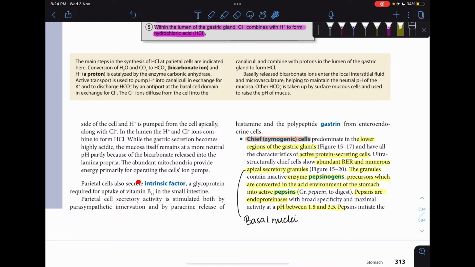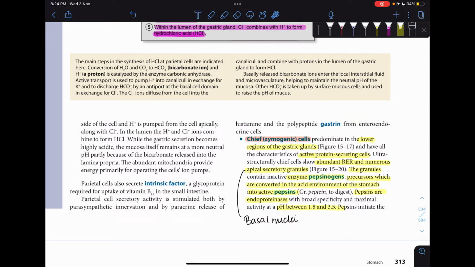Okay. Parietal cells also secrete the intrinsic factor that we talked about. The intrinsic factor is a glycoprotein required for the uptake of vitamin B12 in the small intestine. Parietal cell secretory activity is stimulated both by the parasympathetic innervation and by the paracrine release of histamine and the polypeptide gastrin from the enteroendocrine cells. So the intrinsic factor is a glycoprotein that facilitates the absorption of vitamin B12 in the small intestine.